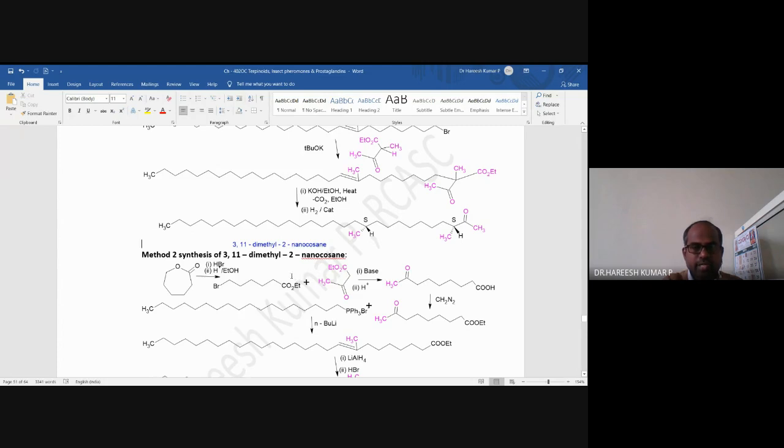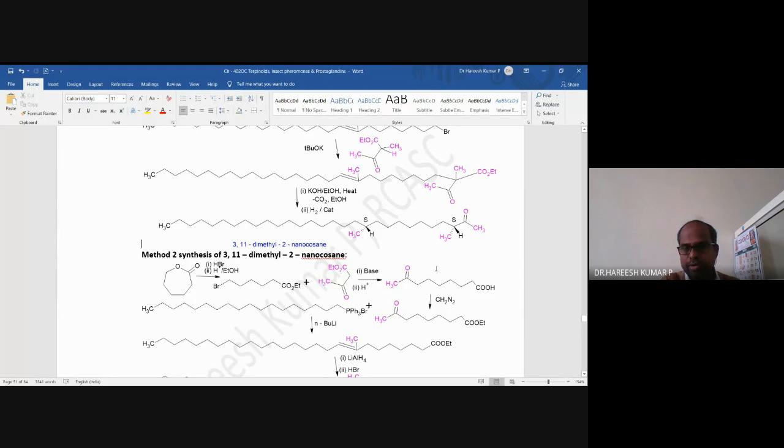Acid is obtained. That acid, when it is treated with a proton in presence of ethanol, converts into an ester. You know that this is a halo ester, as halogen is there. This halo ester is treated with an active methylene compound, ethyl acetoacetate. There will be an anion formation on the methylene carbon. This anion attacks this bromo compound.